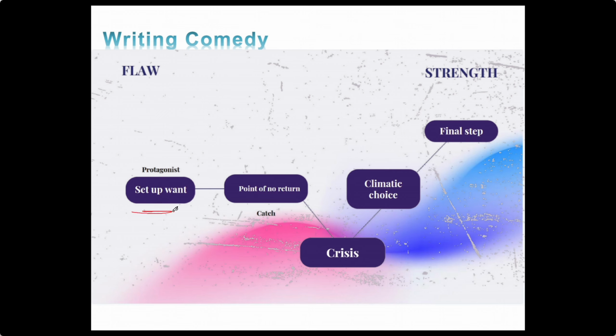Writing comedy. 1. First, set up a want and take the character to a place of no return. At this point, the character should get their want, but at a cost, a catch. 2. Due to the catch, the character should go into a crisis. 3. At the crisis, the character must make a choice to overcome the situation. 4. The story should then end on a sweet note, where the character resolves the conflict and ends on a positive, uplifting note. Remember, follow this chain of events to write comedy correctly.